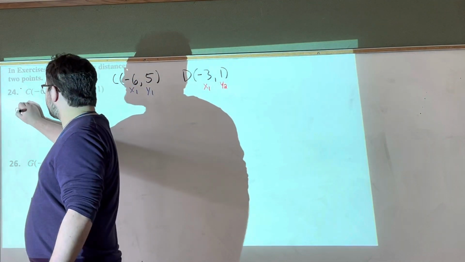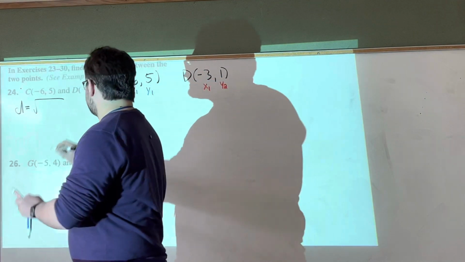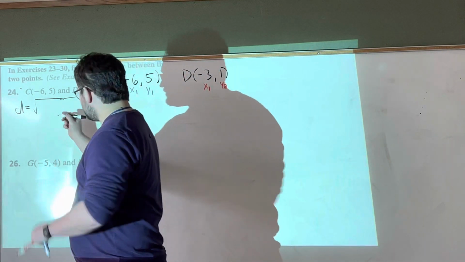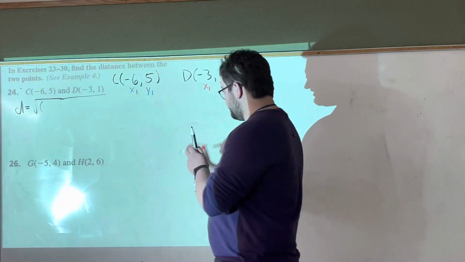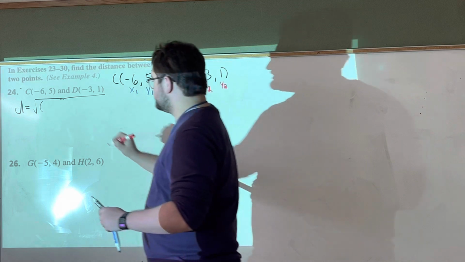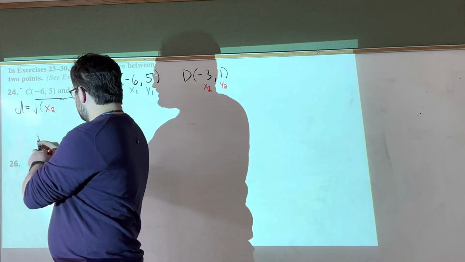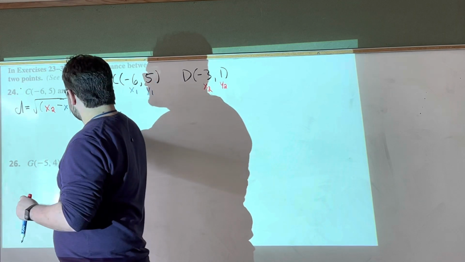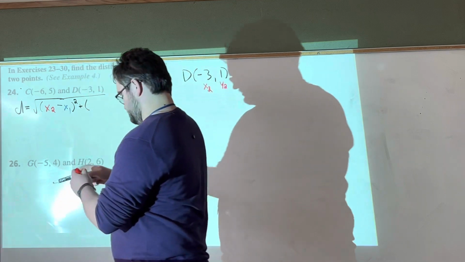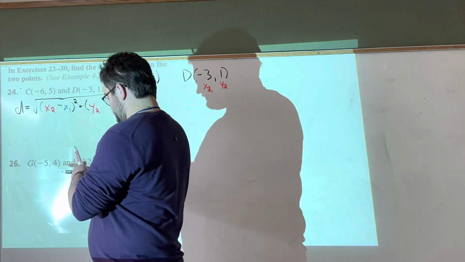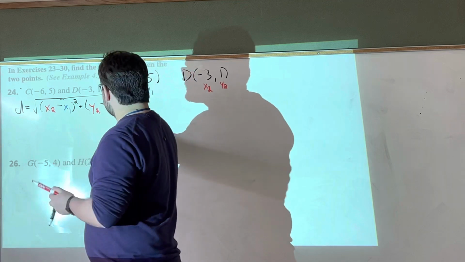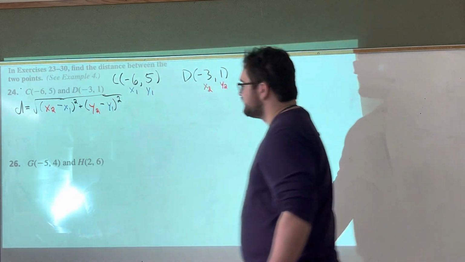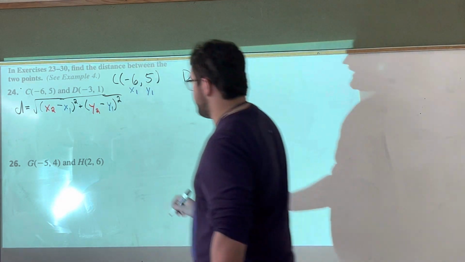So just as a reminder, our formula was d equals the square root of, oh, my apologies, this should be x2, y2. We should have x2 minus x1, squared, plus y2 minus y1, squared. Okay, so we can just go ahead and start plugging in right away.